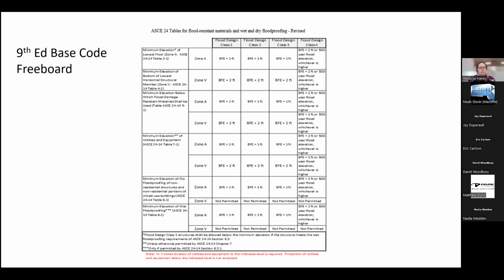But again, it would be 1 foot in A zones, 2 foot in V zones, with the exception of flood design class 4, which is typically critical facilities. And across the board in the 9th edition, that was base flood plus 2 feet or 500-year flood elevation. So that's the freeboard that we're using right now in the 9th edition.